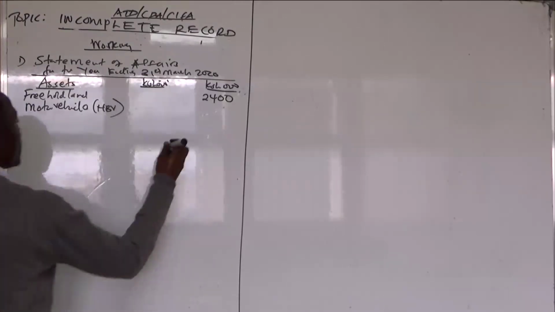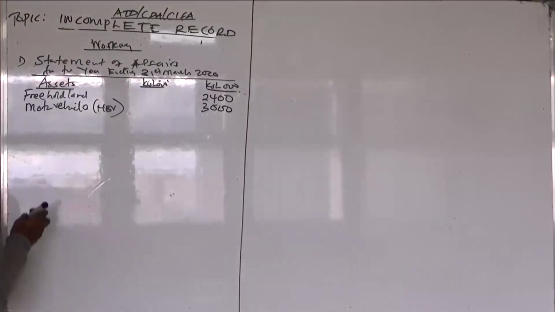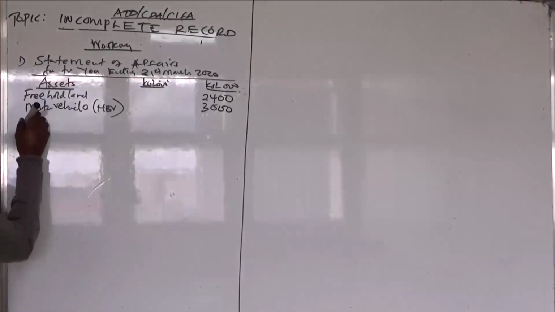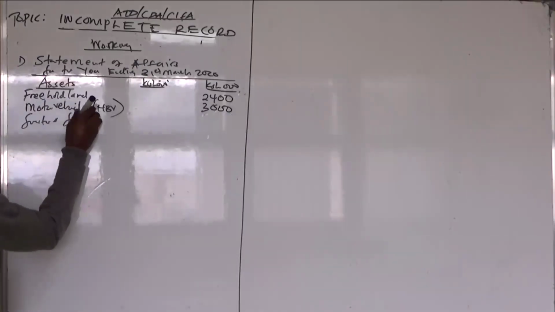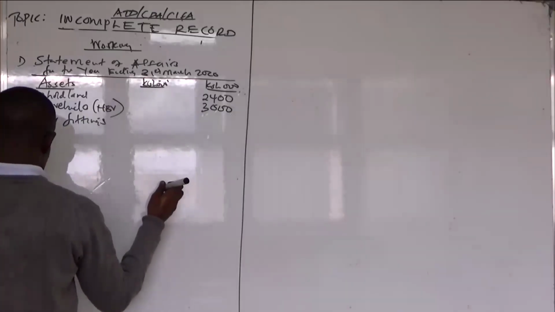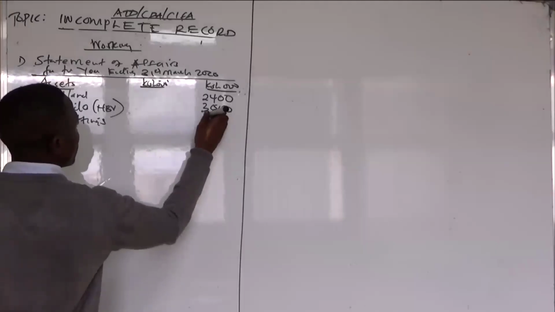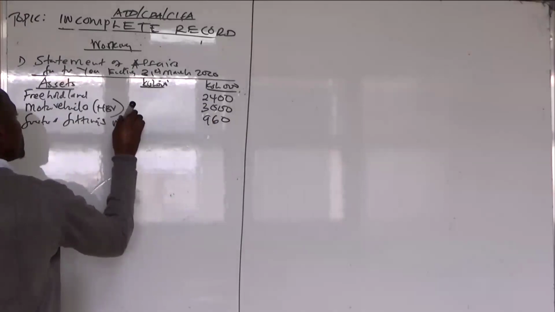How much is the motor vehicle? $3,000. Just maintain all those balances. There is furniture and fittings. How much do I have? Furniture and fittings is 960. We also maintain it at net book value.